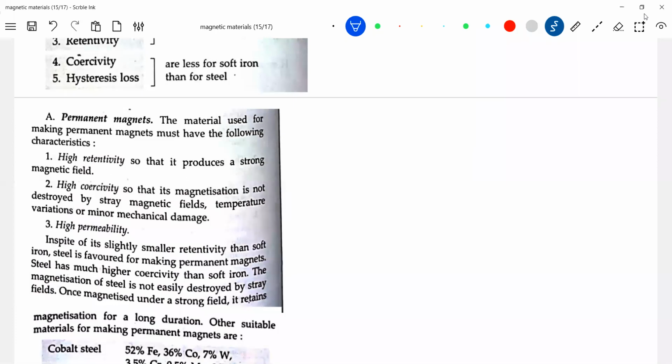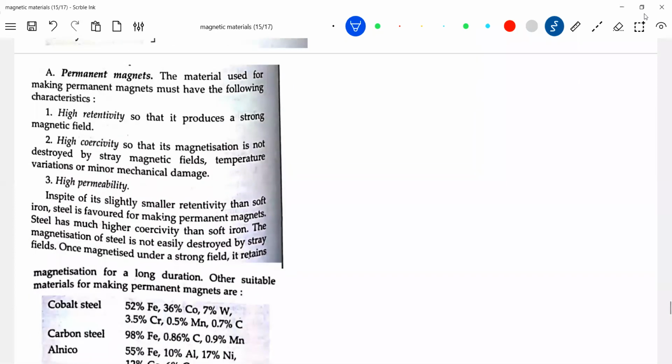What all should it have? All this is theoretical information, just to go through one syllable. It should have high retentivity so that it produces a strong magnetic field. It should have high coercivity so that its magnetization is not destroyed by stray magnetic fields. What do you mean by stray?